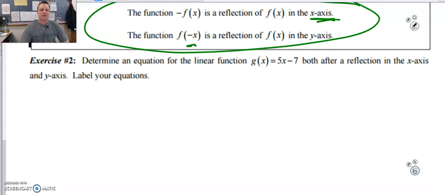Okay, exercise 2, determine an equation for the linear function after a reflection in the x-axis and the y-axis. So the x-axis first.